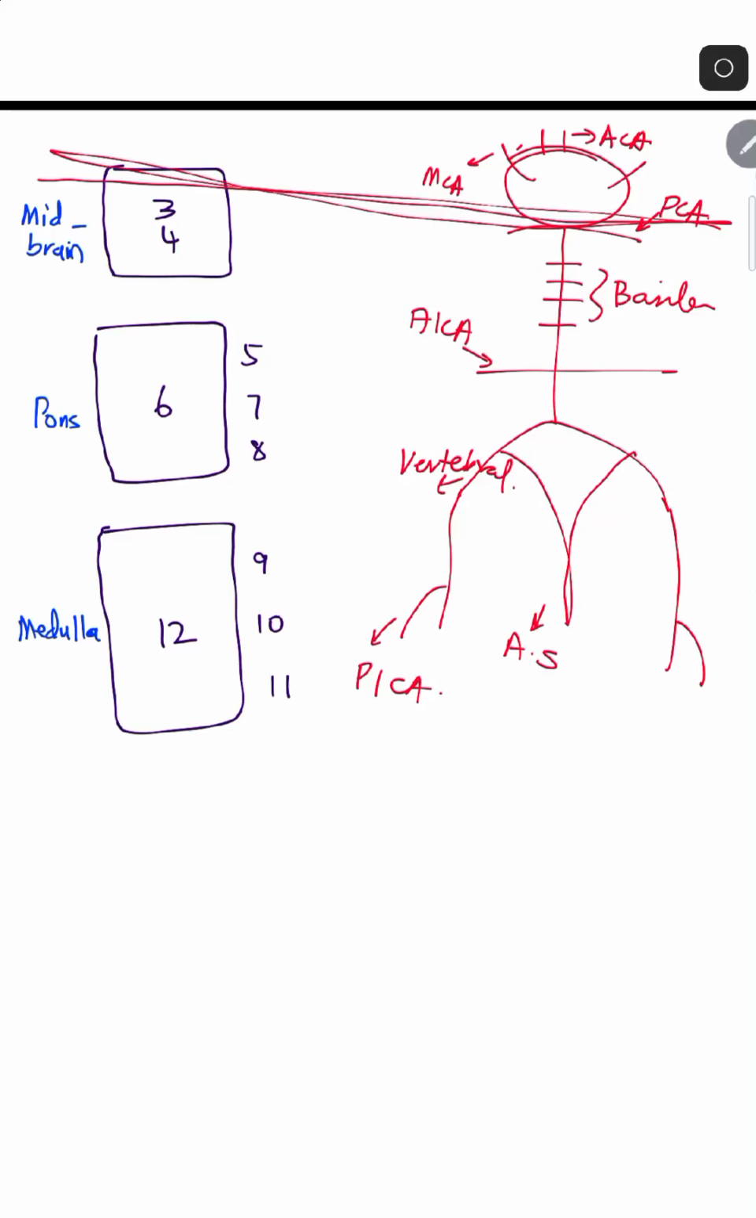So we start over here. So anything below this line, we have our rules of 4, and we're going to use that to label the blood supply. So the midbrain is going to be supplied by the posterior cerebral artery.